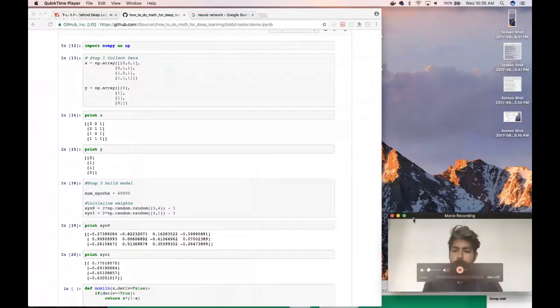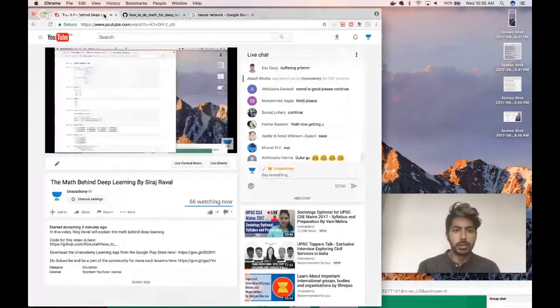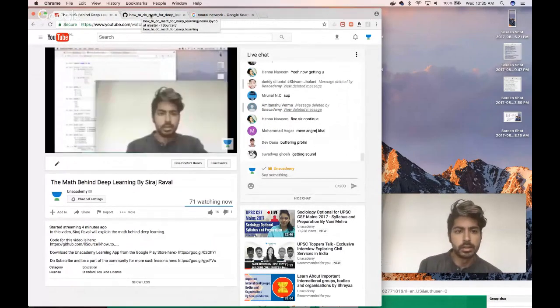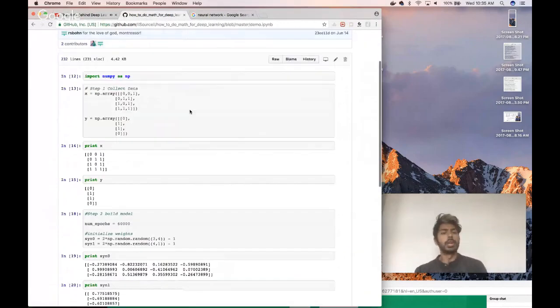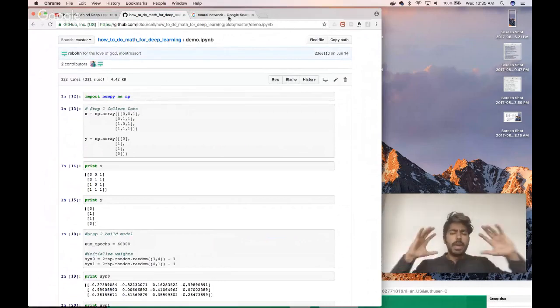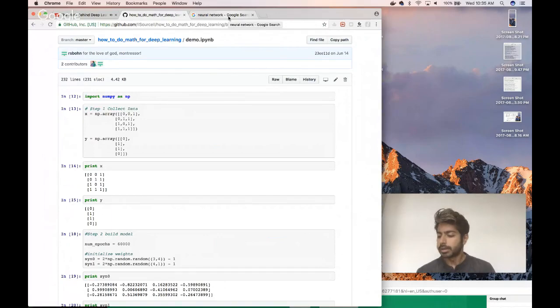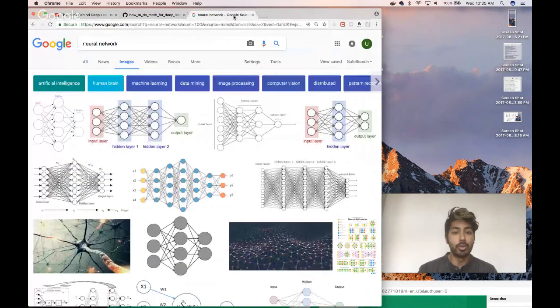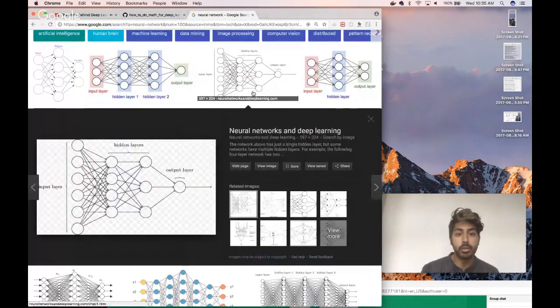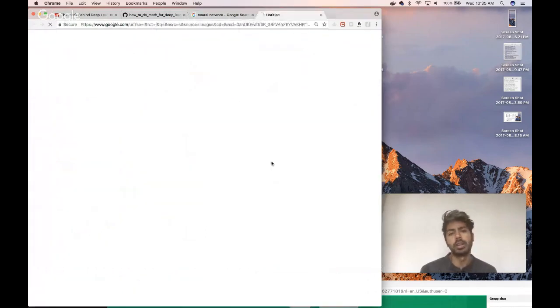All right, so here we go. This is a basic neural network. The basis behind deep learning is neural network technology. Neural network technology is what deep learning is. A neural network looks like this.